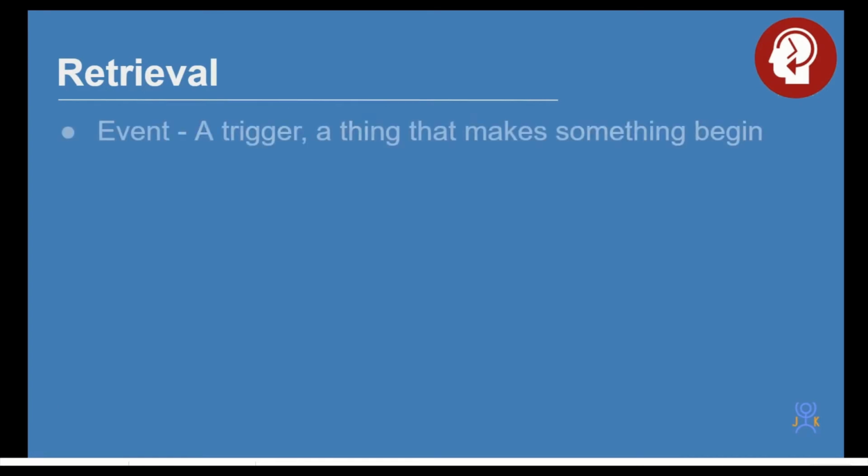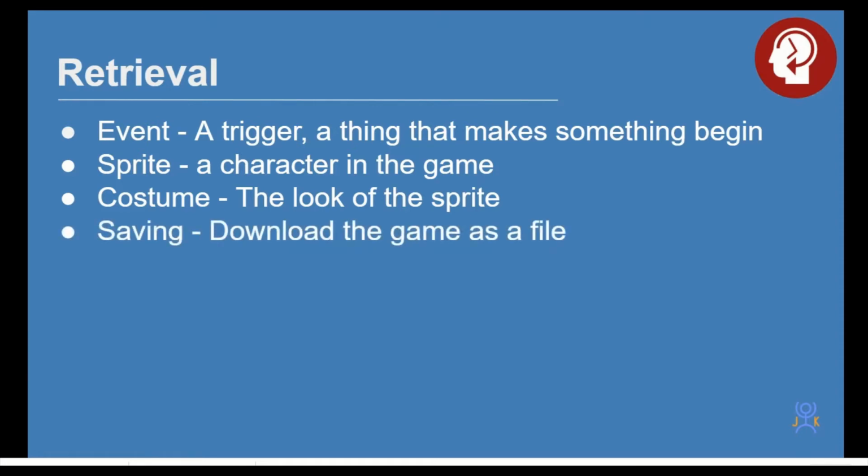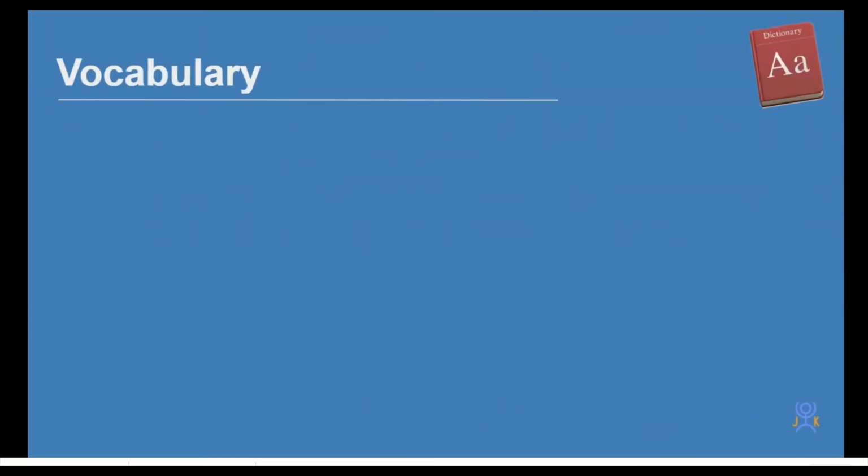From last lesson we learnt that an event is a trigger, something that makes something start or begin. A sprite is a character in the game. Costume is the look of the sprite, and the sprite can have many costumes. And saving is downloading the game as a file, or logging into the game and it saves everything for you. It's up to you.